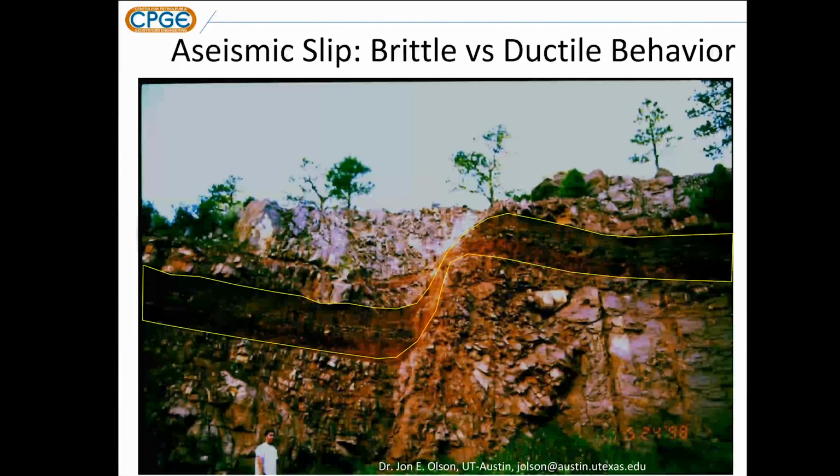People know that, for instance, in Houston, due to water extraction for drinking water and things like that, there's a fair amount of fault slip going on in the unconsolidated sediment that doesn't cause earthquakes. Okay, so we need to have reasonably brittle rock in order to get earthquakes to be generated by fault slip.